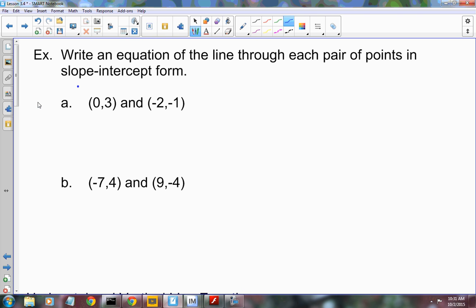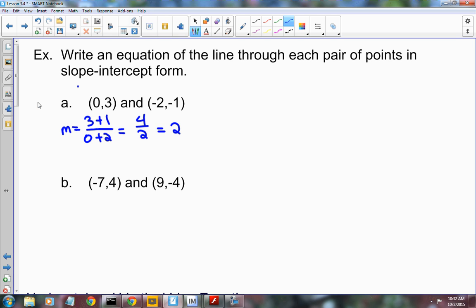Okay, we want to write an equation of the line through each pair of points in slope-intercept form. Now on your homework, it might ask for point-slope and then slope-intercept. Okay, and you'll have to be able to do both. So write an equation of the line through each pair of points in slope-intercept form. So the first thing, what do I have to find? The slope. Okay, and so to find the slope, I'm going to do 3 minus a -1 over 0 minus a -2. And I end up with 4 over 2, which is 2, right?